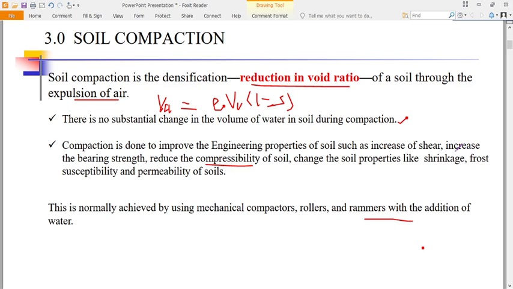We add water to increase the degree of saturation, but also to lubricate the particles you are compacting, to reduce the internal friction, so that you can easily compact the soil into a dense mass.